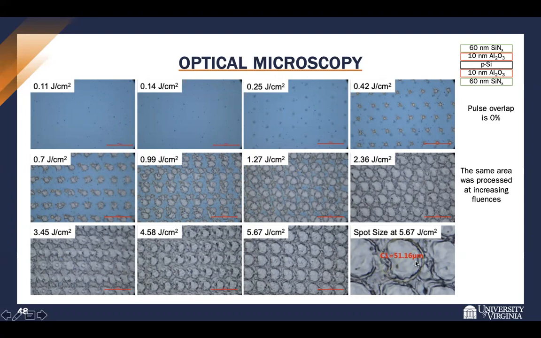In the bottom right here, you can see the spot size. This is at the full laser fluence, and was roughly 51 microns. And for this study, the same area was processed at the increasing laser fluences. So that's why you see multiple spots in these areas.